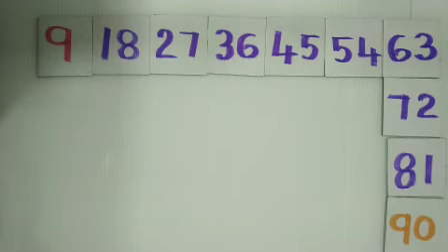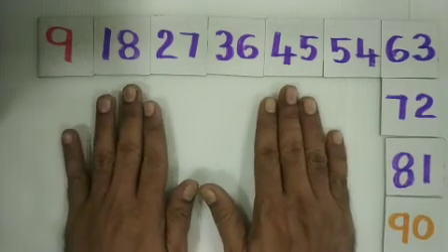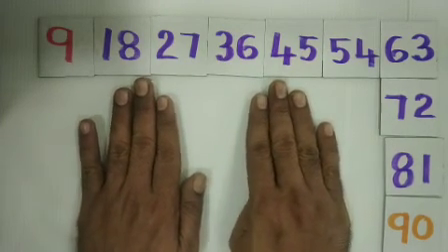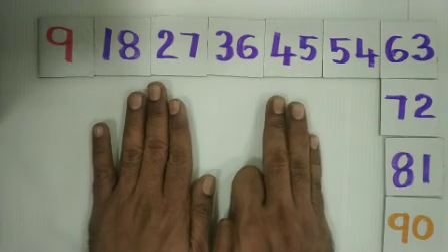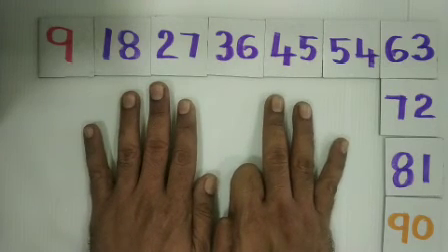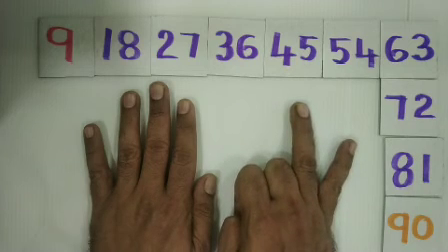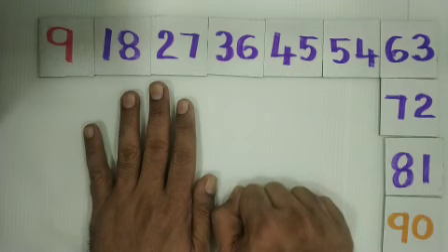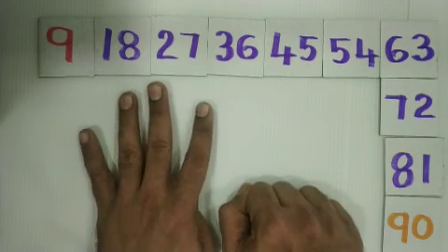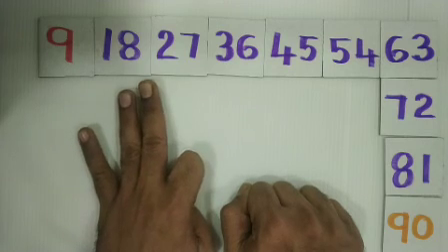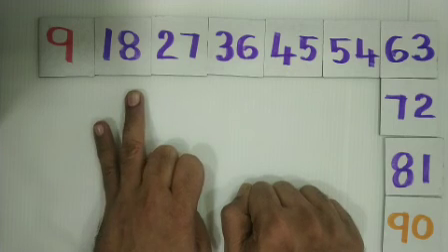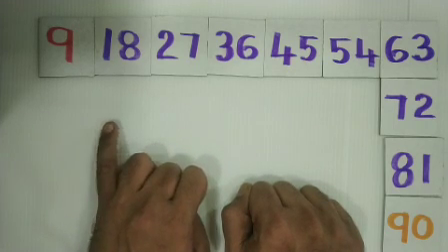We can learn this table very easily with the help of our fingers. Keep your palms like this and say after me. 9 ones are 9, 9 twos are 18, 9 threes are 27, 9 fours are 36, 9 fives are 45, 9 sixes are 54, 9 sevens are 63, 9 eights are 72, 9 nines are 81, 9 tens are 90.